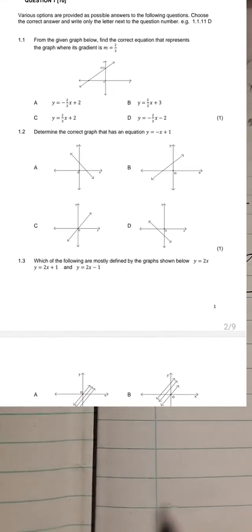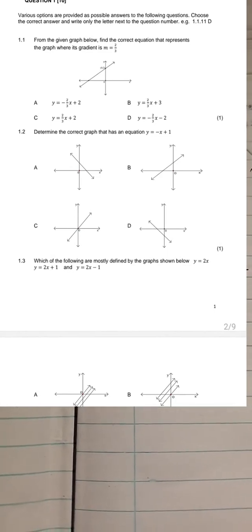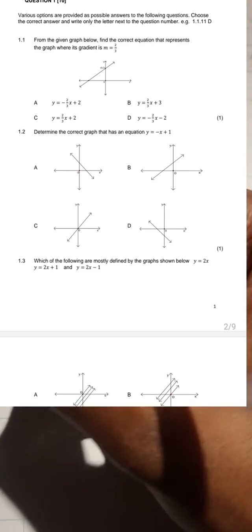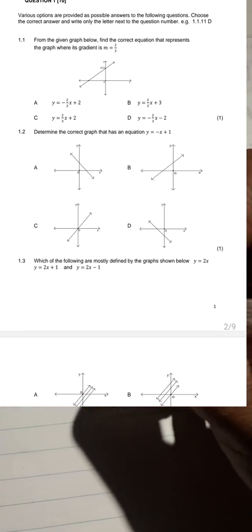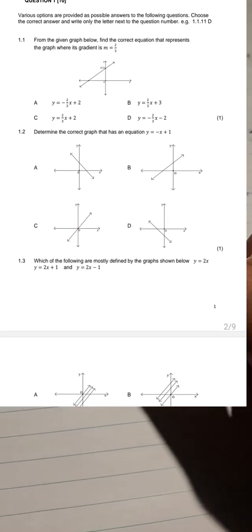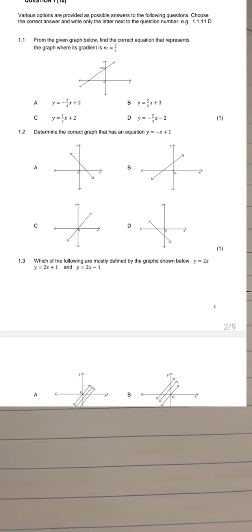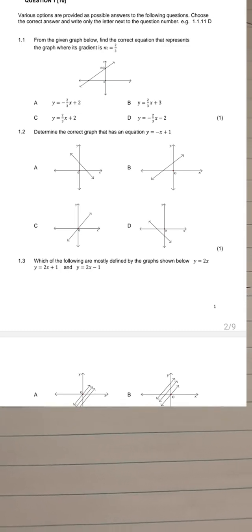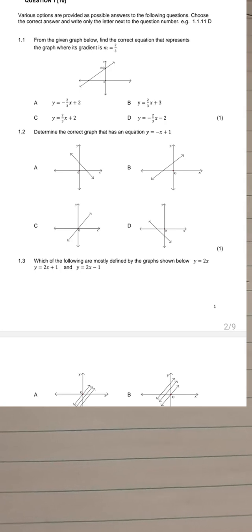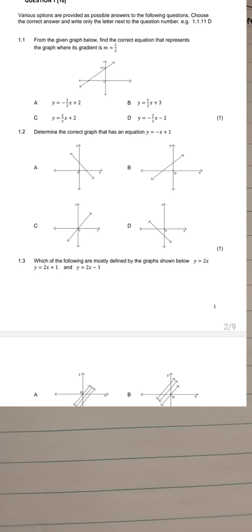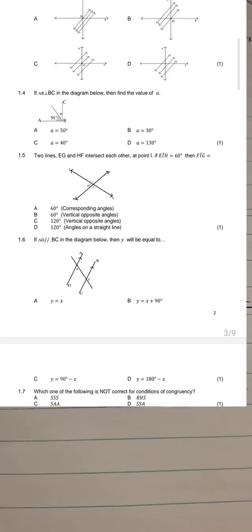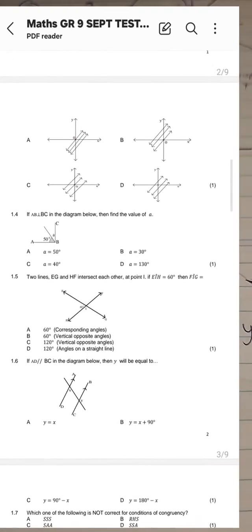The 1.3 says, which of the following are mostly defined by the graphs shown below? Okay, so let us go and check the full question that is being asked here. Let's go check these lines. Very important to go check these lines. Look at them. These are the lines, guys.